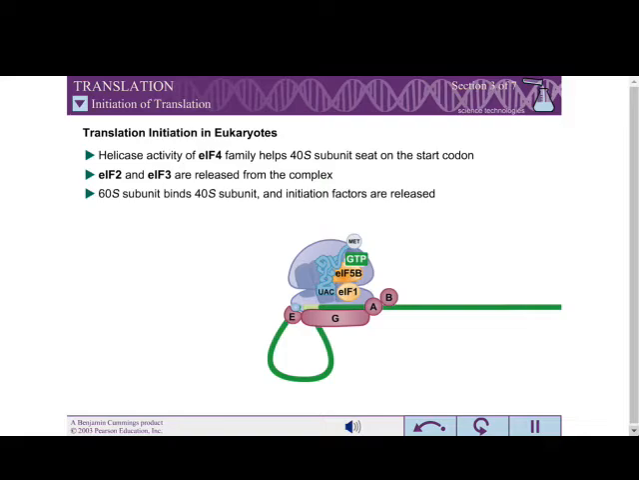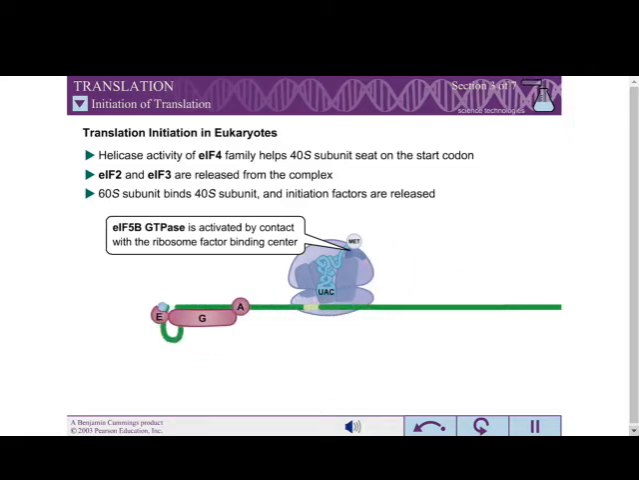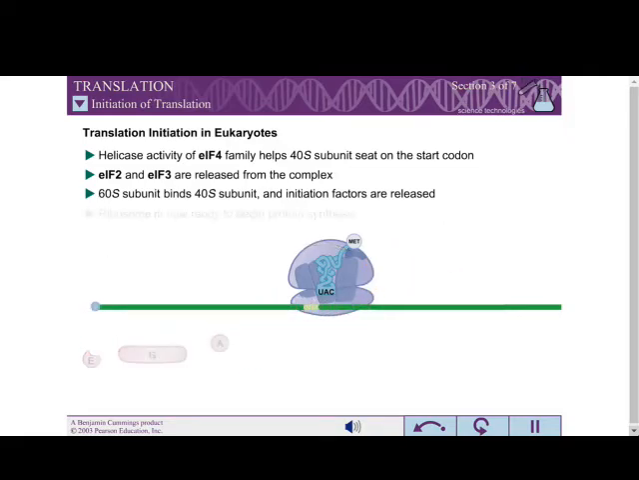The remaining initiation factors are released after large subunit binding stimulates the EIF5B GTPase activity. As with prokaryotic IF2, the GTPase activity of EIF5B is activated by contact with the factor binding center on the large ribosomal subunit. The 80S initiation complex is now ready to begin protein synthesis.